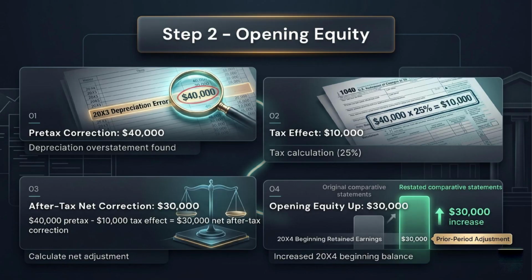Notice again, this is not a 20x5 expense or gain. It is not even a 20x4 income statement adjustment. It is an opening equity correction for an error that occurred before the earliest period presented.